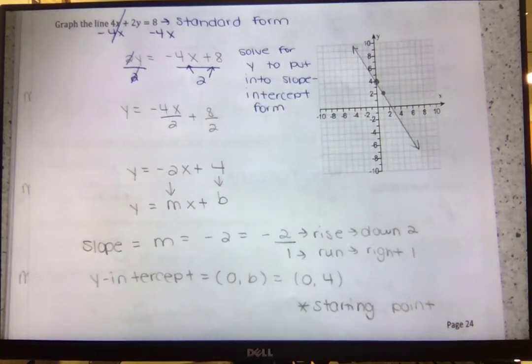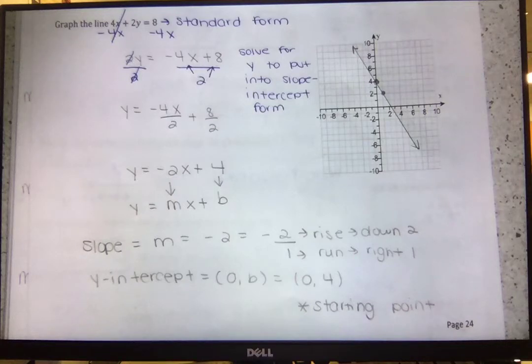So I started off, it was positive 4x, so we subtracted 4x from both sides, moving that 4x over. That'll leave us with 2y equals negative 4x plus 8, because I want that x term first to get it into mx plus b. Lastly, getting y by itself, I can divide by 2. We divided the whole left side by 2, so we're going to divide the whole right side by 2, meaning both terms get divided by 2.